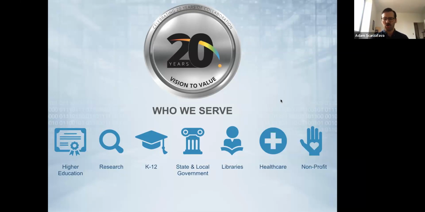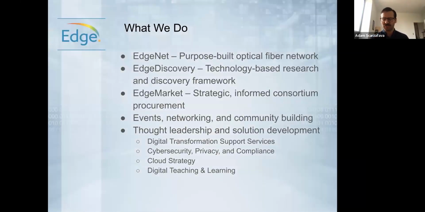But really the core of what we do, the heritage of what we do, is in higher education and in supporting research. What we were initially formed to do was to build a network around the state of New Jersey, and that's EdgeNet. We still own and operate that network. Probably 99% of the higher ed institutions in New Jersey connect to Edge to get their internet connectivity. And that network is growing regionally as well. We've recently added institutions in the state of New York and in Pennsylvania to that network, and it continues to expand. That network also powers Edge Discovery.